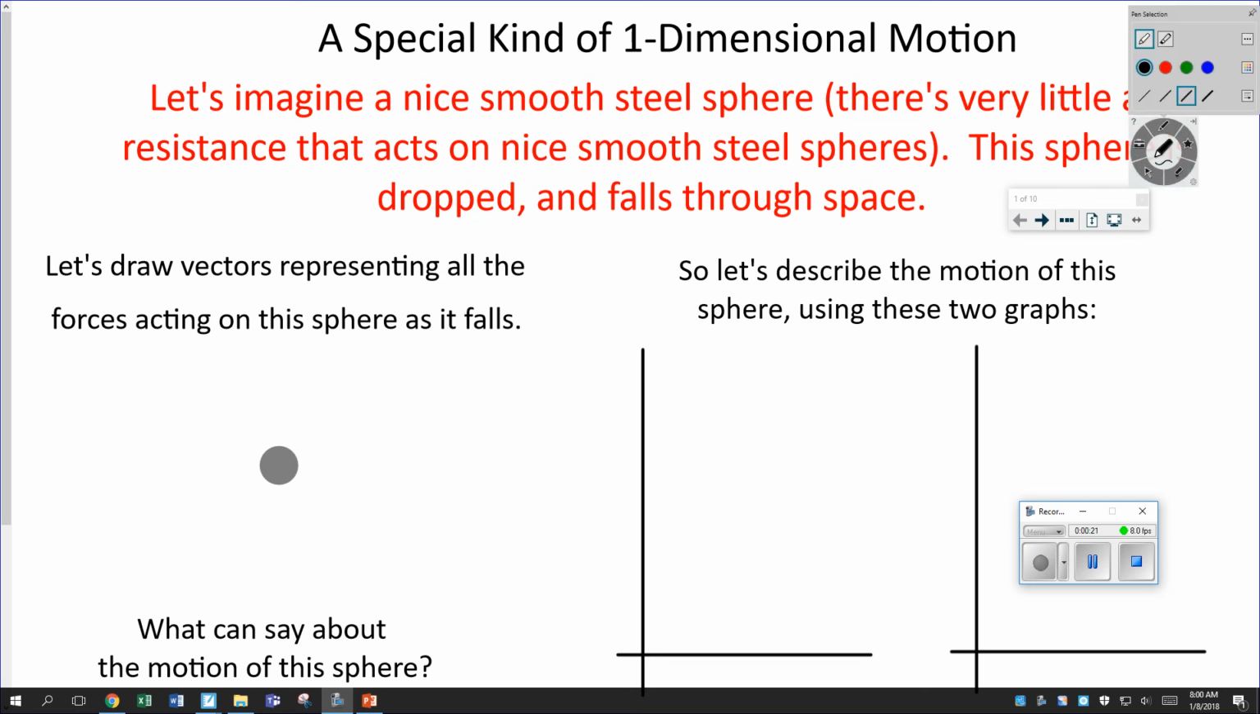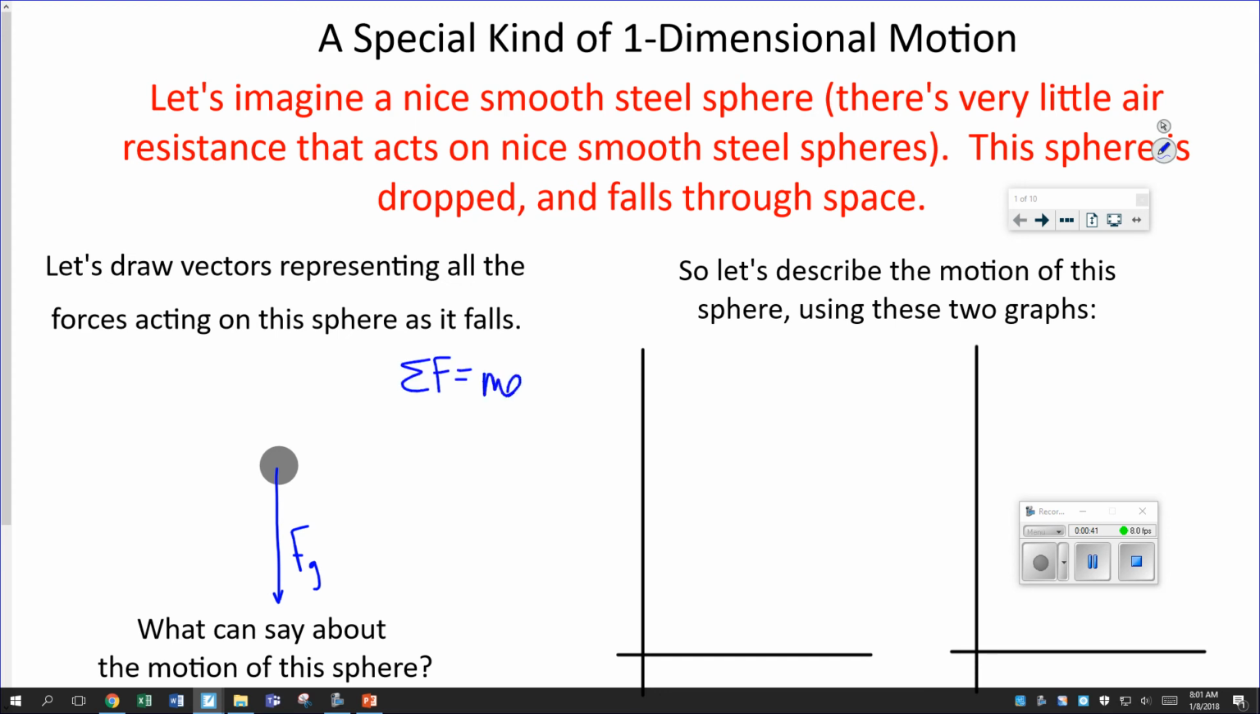If we draw all the forces acting on this object, all we get is a gravitational force. And if we use Newton's second law, we can say net force equals ma, or Fg equals ma. This gravitational force can be expressed as m times g, where g is gravitational field strength or acceleration. That equals ma.